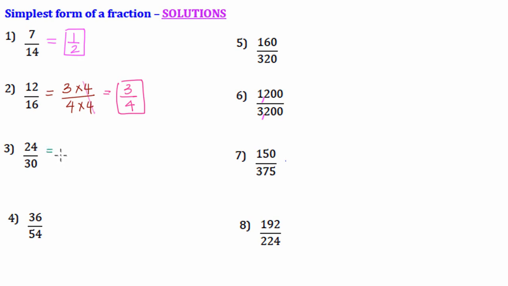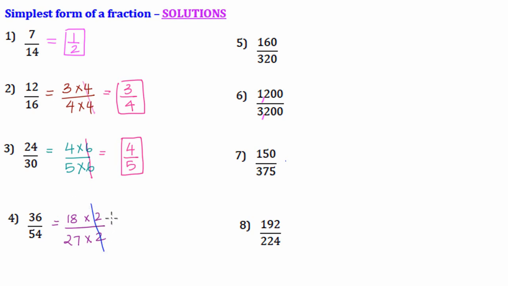The next one, 24/30. Again, 6 is a common factor for 24 and 30, so let's rewrite this as 4 times 6 over 5 times 6. Cancel the common factor and the simplest form is 4/5. 36/54. I know that 2 is a common factor, so I can rewrite this as 18 times 2 over 27 times 2. Once I cancel the common factors out, I'm left with 18 over 27, and this looks more familiar. I know 9 is a common factor to both 18 and 27, so I can rewrite this as 2 times 9 over 3 times 9 and cancel the common factor, and the simplest form is 2/3.